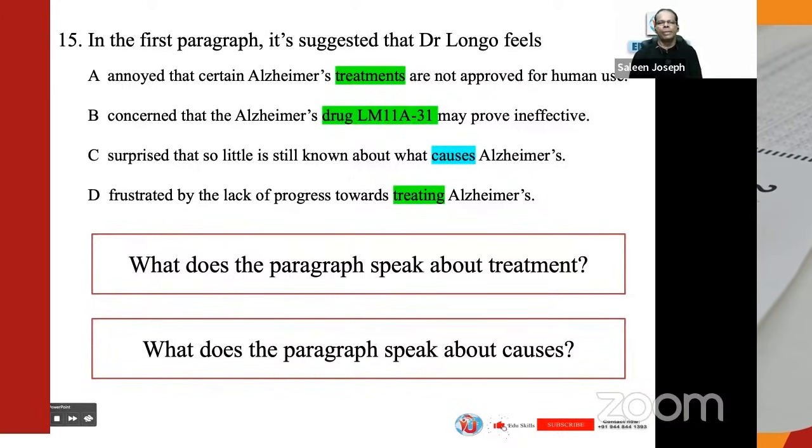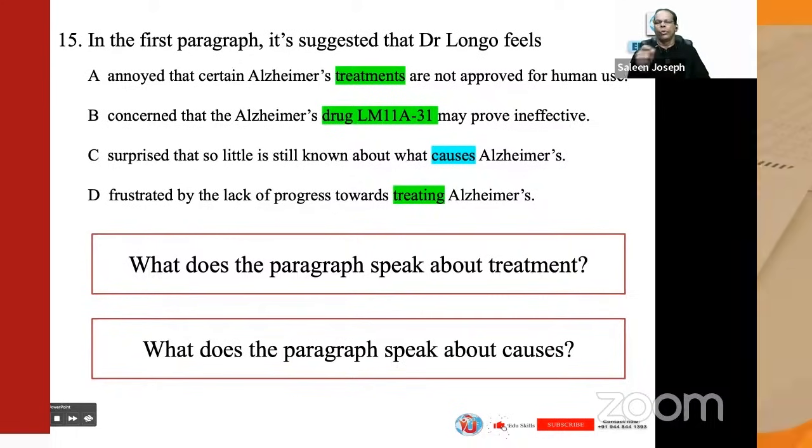So in the first paragraph, it is suggested that Dr. Longo feels. For the beginners, as soon as you get the material, you have to number the paragraphs: paragraph 1, paragraph 2, paragraph 3, paragraph 4. Because when they say the 4th paragraph, you need not count again.